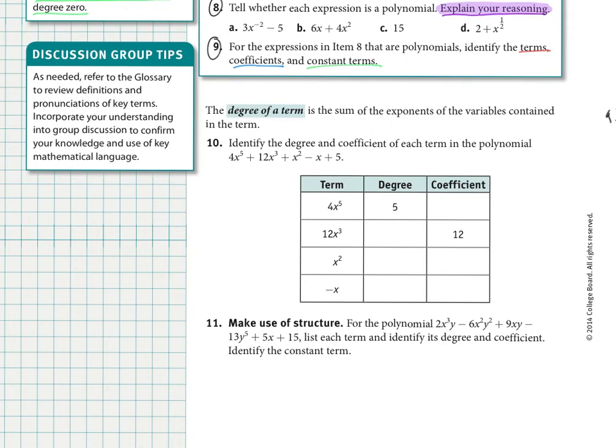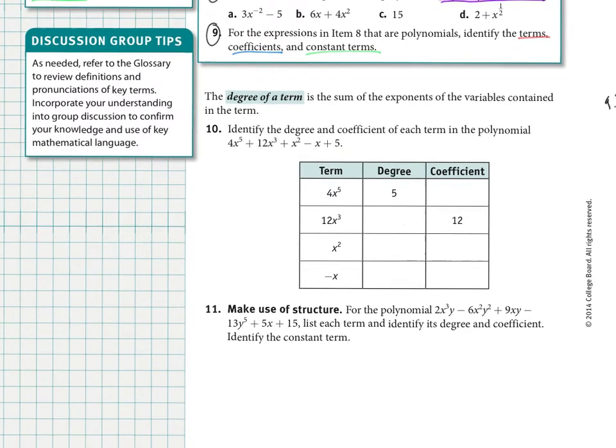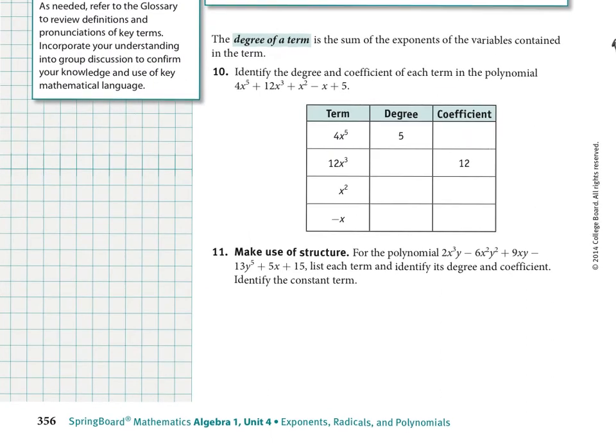So let's go ahead and start looking at right above where we have number 10. So I'm going to scoot this up a little bit. We're going to definitely build off of what we already know, those vocab words, but we're going to add another one, all right? We're going to learn what a degree of a term is. Now, it's not the deodorant, and it's not something you get when you graduate, okay? So the degree of a term is the sum of the exponents of the variables contained in the term.